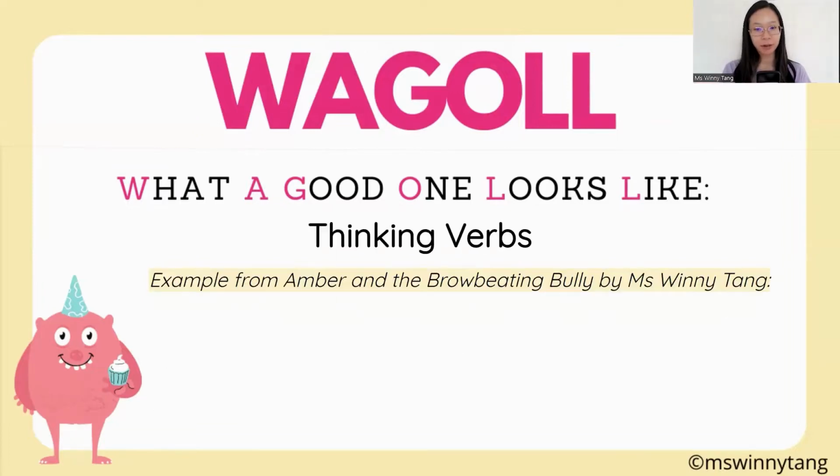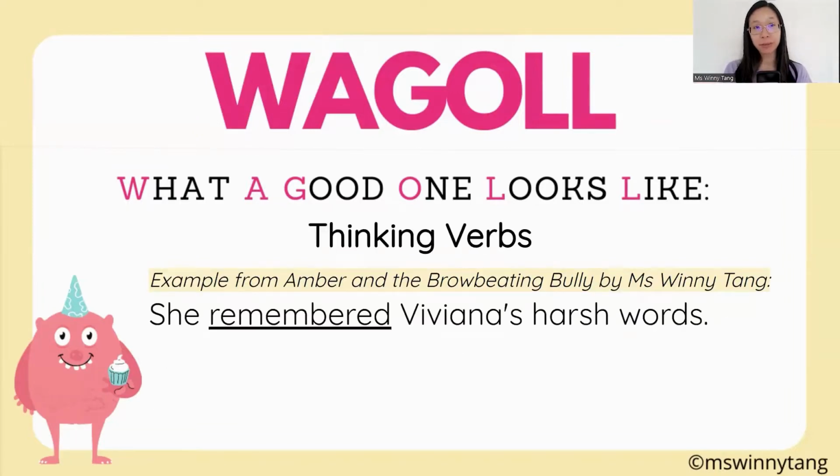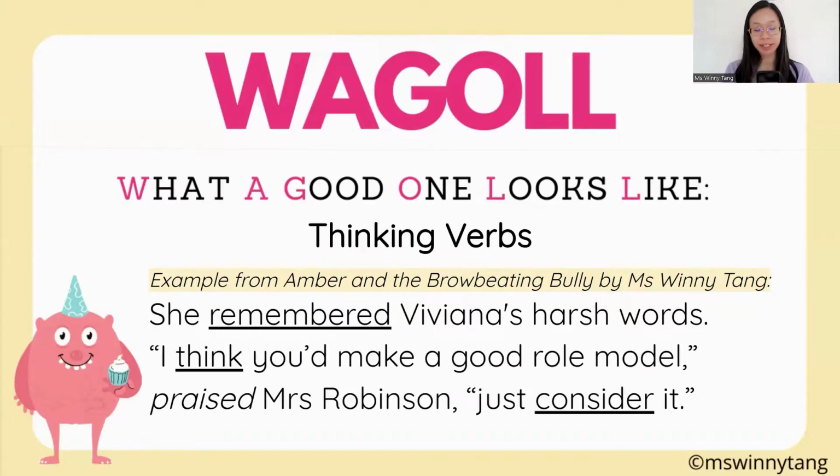For our thinking verbs, we have she remembered Viviana's harsh words. So remembering, that's how she's thinking. She's remembering back into the past. Another example is I think you'd make a good role model, praised Mrs. Robinson. Just consider it. So you've got remembered, think, and consider as your thinking verbs because it shows us how the character is thinking.